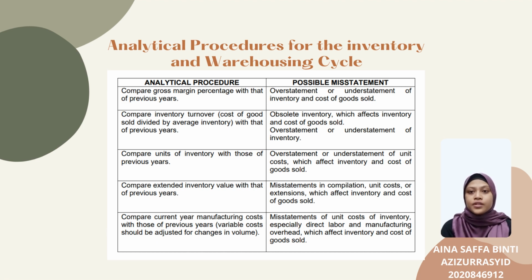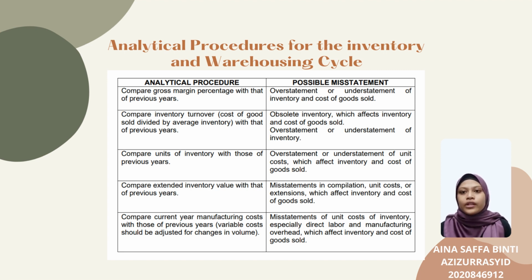Next, we go to analytical procedure for the inventory and warehousing cycle. First, analytical procedure is compare gross margin percentage with that of previous years. The possible misstatement here is overstatement or understatement of inventory and cost of goods sold. Second, compare inventory turnover, which is cost of goods sold divided by average inventory with that of previous years. The possible misstatement is obsolete inventory, which affects inventory and cost of goods sold, overstatement or understatement of inventory.